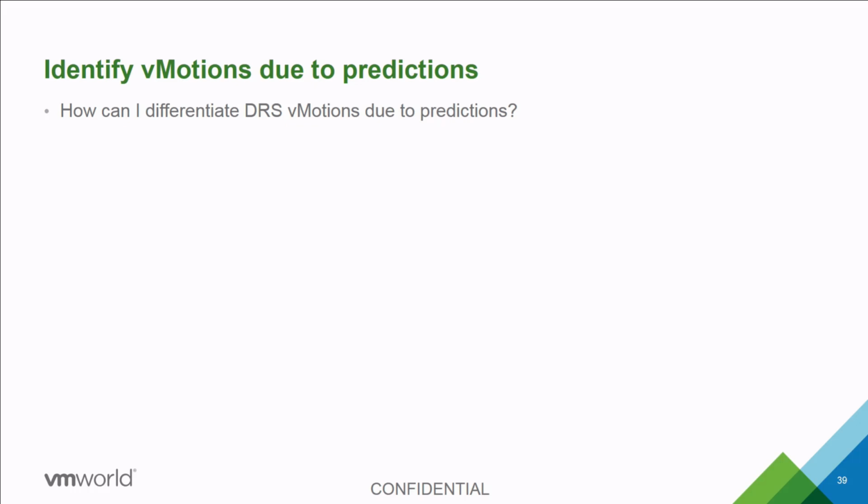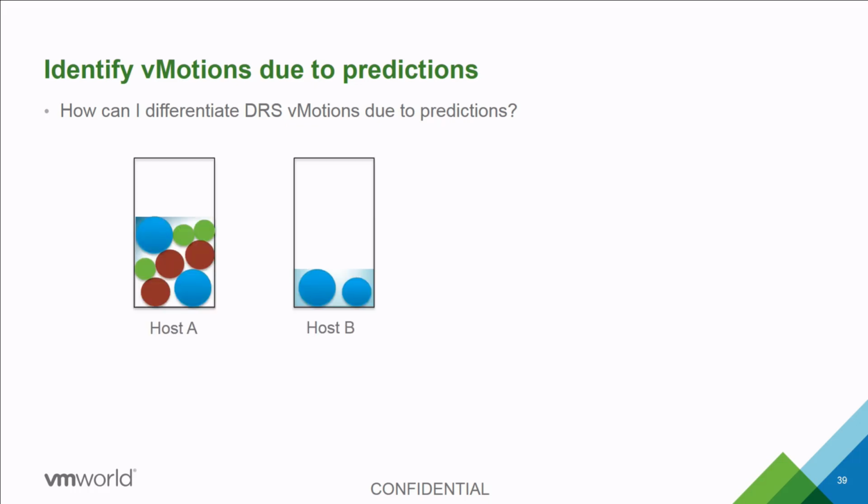So let's talk about case 1. Why did I say it's not often possible to differentiate vMotions that happen due to predictions? I'll explain this with a simple example. Let's say I have 2 hosts, A and B, and I have 3 categories of VMs. The red ones do not have predictions, and the green ones have predictions. The blue ones are VMs with predictions dropped, because the future requirement is less than the current requirement. I mentioned PDRS will always consider the maximum of the current and the future requirement, so if the future requirement is less than the current, it just considers the current requirement.